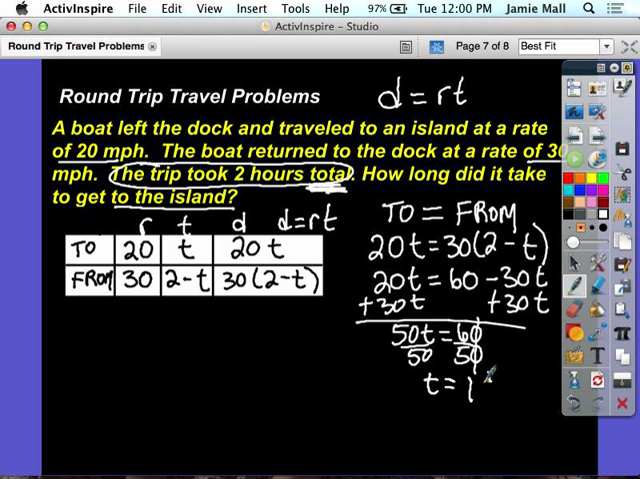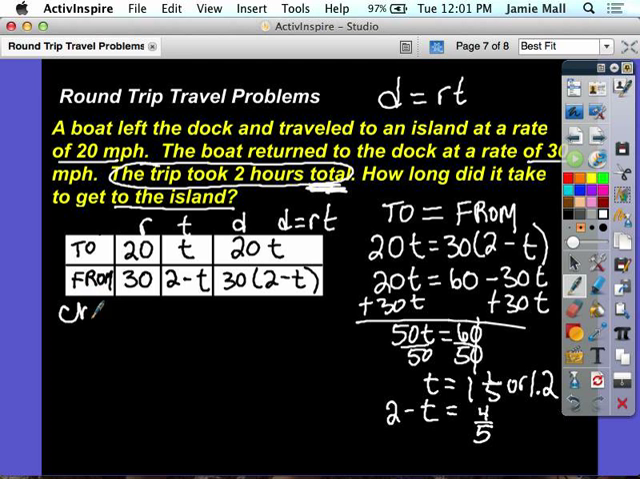And since we're talking about time, I'm going to call it 1 and 1/5, or I'm even okay with calling it 1.2. You know that immediately after this, I like to solve for the second variable, even though the question doesn't ask how long it took to get back. I always like to know that if t is 1 and 1/5, then 2 minus t must be 4/5. And I need that information mainly just for my check.